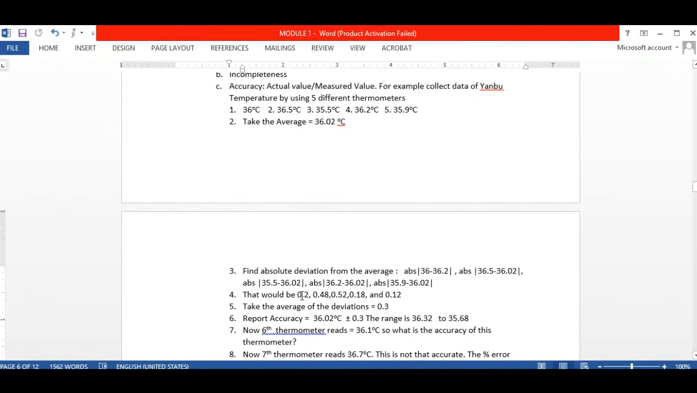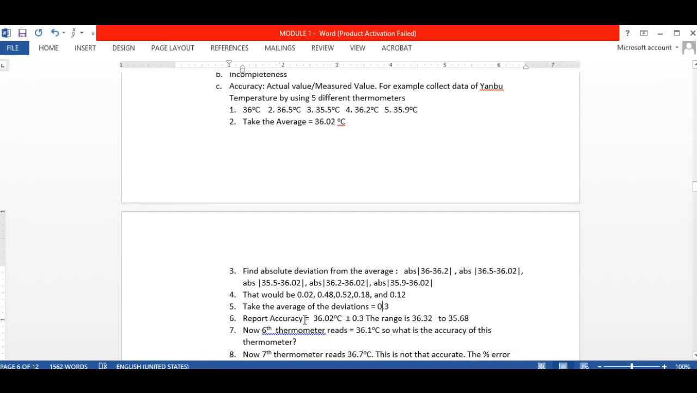It should be 0.02. I made a mistake. It should be 0.02 because of this. Then 0.48, 0.52, 0.18, and these are the deviations from the average value. Now we take the average of the deviations: we sum these together and take the average. So this is the average.